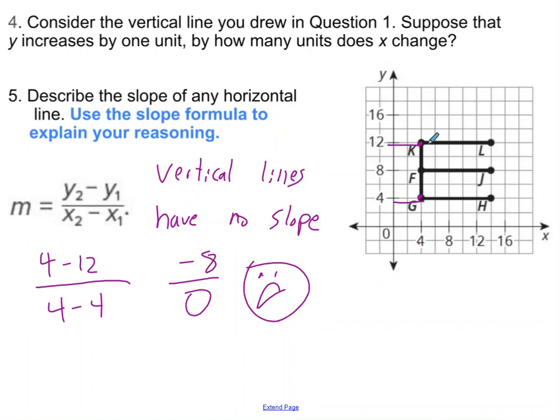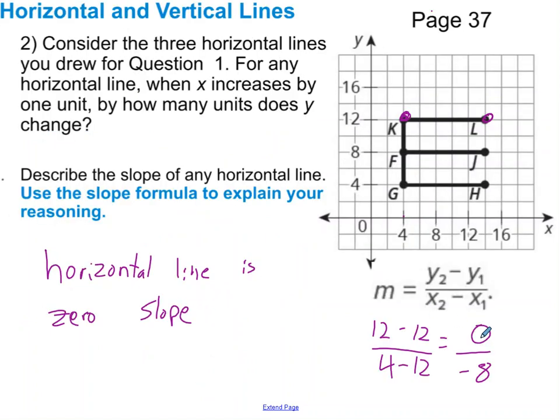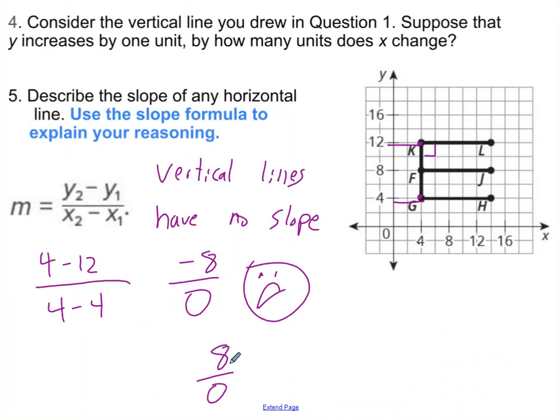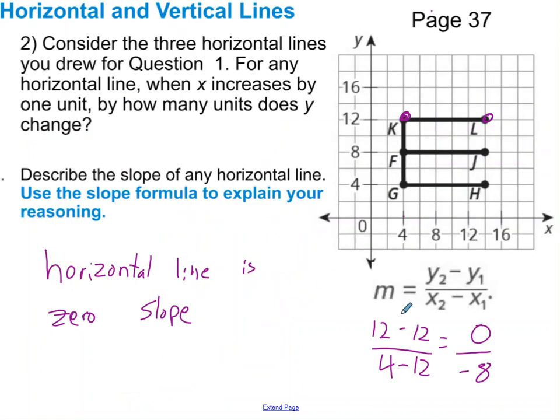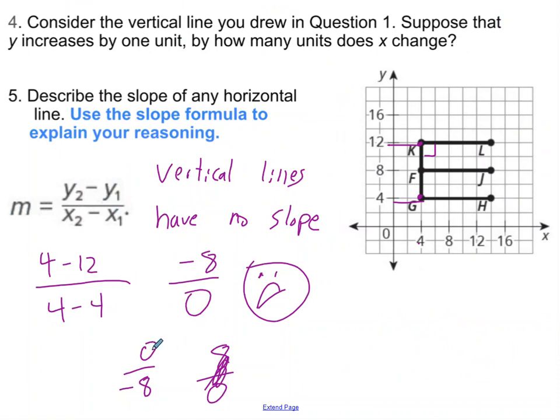And vertical lines and horizontal lines are perpendicular. So if I had 0 and -8, and I wanted to make the negative inverse, it would be 8 over 0. And if I look back here, it is 0 over -8, sorry. But this one is 0, and I can't divide by 0, so the vertical line is perpendicular to the horizontal.